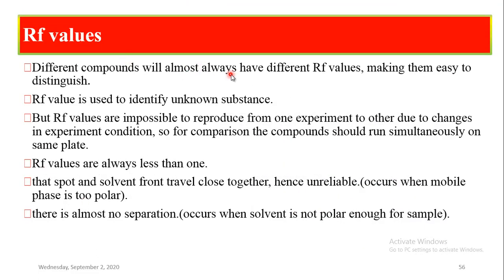Different components will almost always have different RF values, making them easy to distinguish. RF value is used to identify unknown substances, but RF values are impossible to reproduce from one experiment to another due to changes in experimental conditions. So for comparison, the compounds should be run simultaneously on the same plate. It means we run the sample and a standard simultaneously to identify the unknown component.